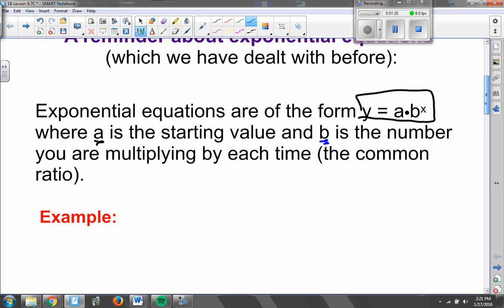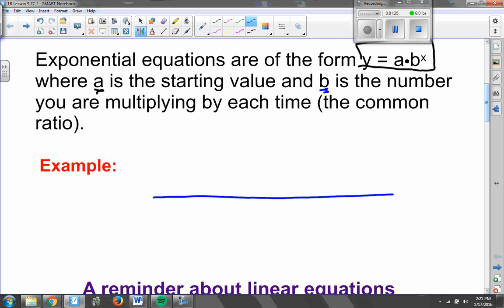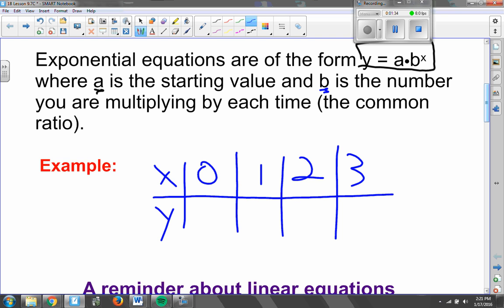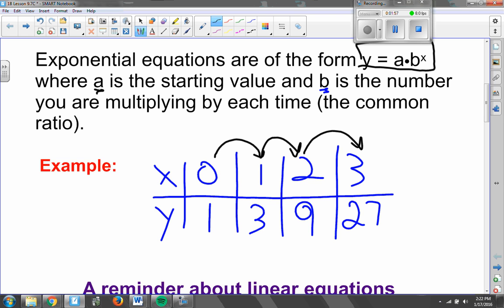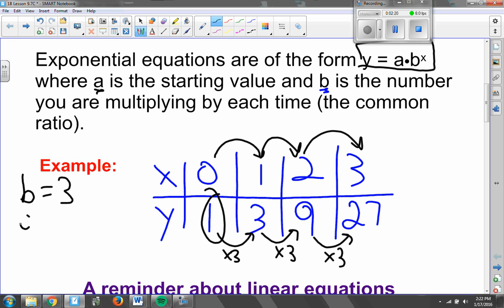So as an example, if I had this table of values, x: 0, 1, 2, 3, and y: 1, 3, 9, 27. If I divide or multiply from one y value to the next, obviously my x's are going up by 1, up by 1, up by 1. My y values are getting multiplied by 3, times 3, times 3. So I know that the number I'm multiplying by every time, my common ratio, is 3, which means b equals 3. My starting value when x is 0 is just 1. That's nice and easy. A equals 1. So this equation would be y equals 1 times 3 to the x.